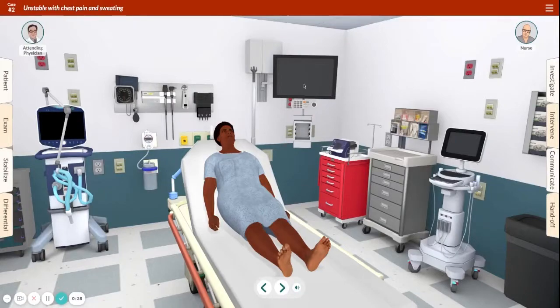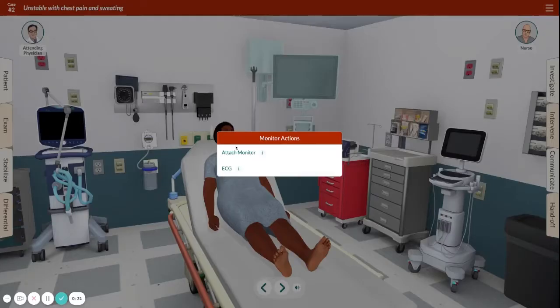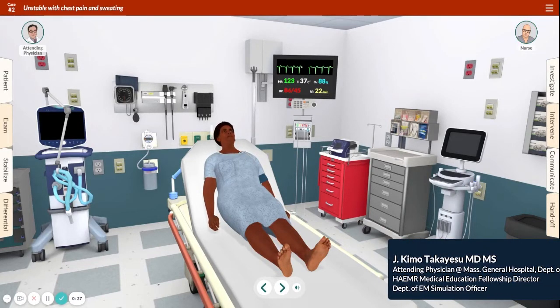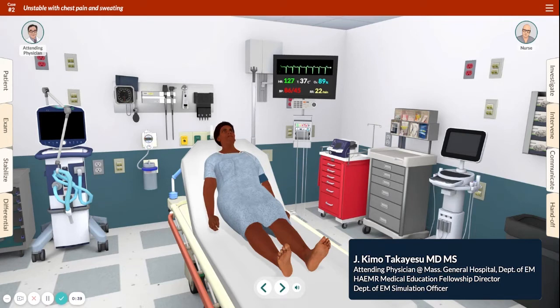to the resuscitation bay. On arrival, we want to place the patient on the monitor to get an initial set of vital signs. And what we can see here is that she has a positive shock index. She's tachycardic, hypotensive, and also is hypoxic and tachypneic.